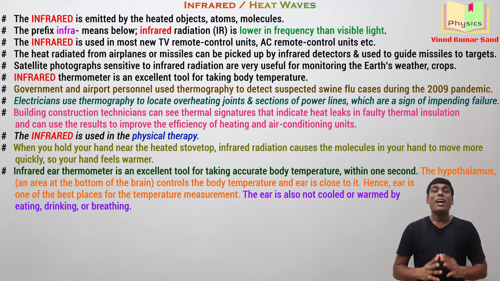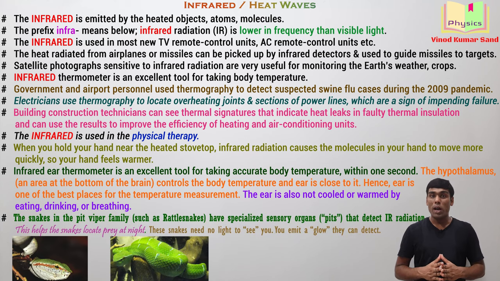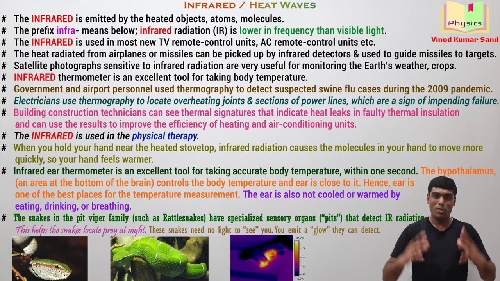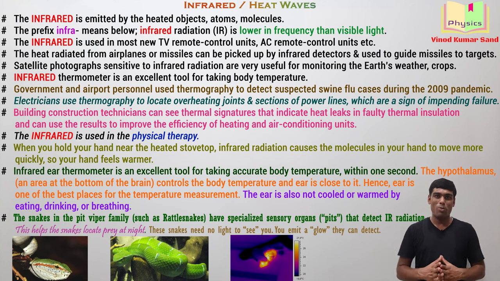Okay. Another practical use of the infrared is by rattlesnakes or pit vipers. They can detect the infrared. Keep in mind, only a few species of snakes can detect the infrared. Here you can see an infrared image. The mouse has been caught by the rattlesnake. What do you think? The temperature of the body of the mouse will rise or will fall?